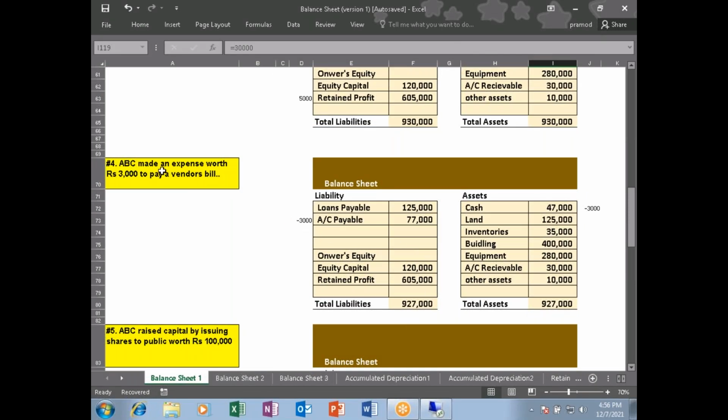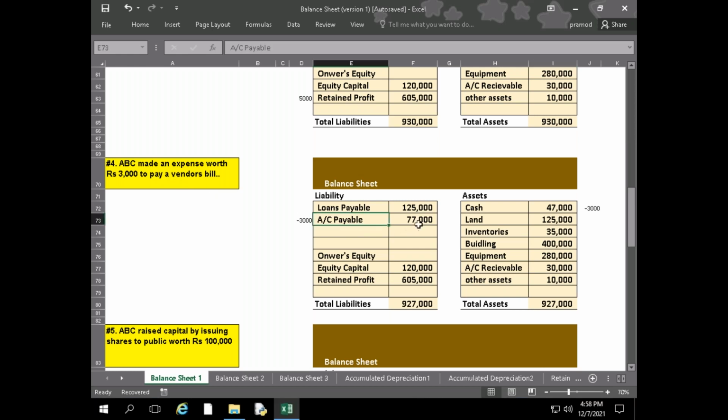So here, ABC made an expense worth 3000 to pay a vendor's bill. If you are paying it, it means it's worth 3000 that you are going to pay. So it's accounts payable. You are paying 3000. How are you paying? By cash. So cash should be minus 3000, and accounts payable should be minus 3000.